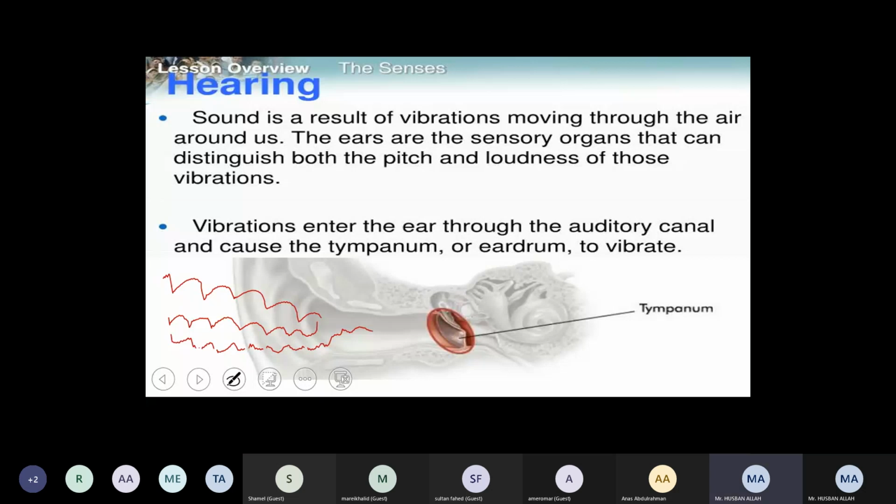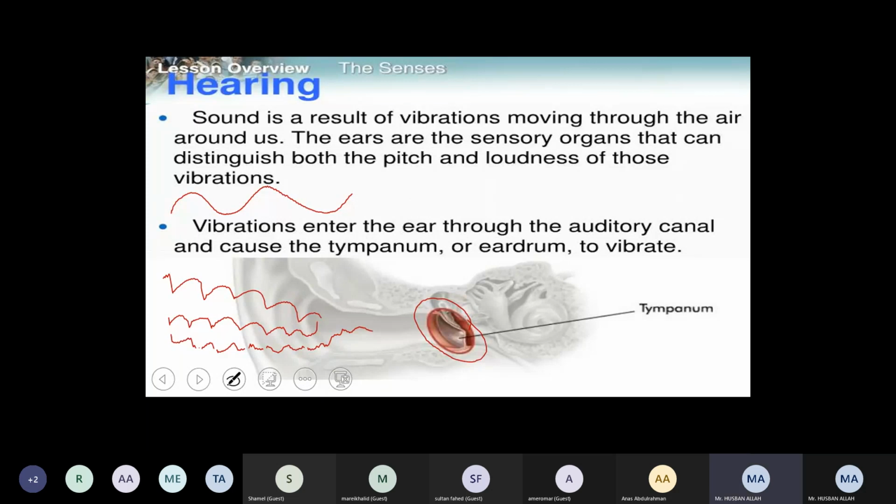If you look at the wave, you know all these things because you're studying physics, right? Vibrations enter the ear through the auditory canal and cause the tympanum, or eardrum, to vibrate. This part is called the eardrum, right?